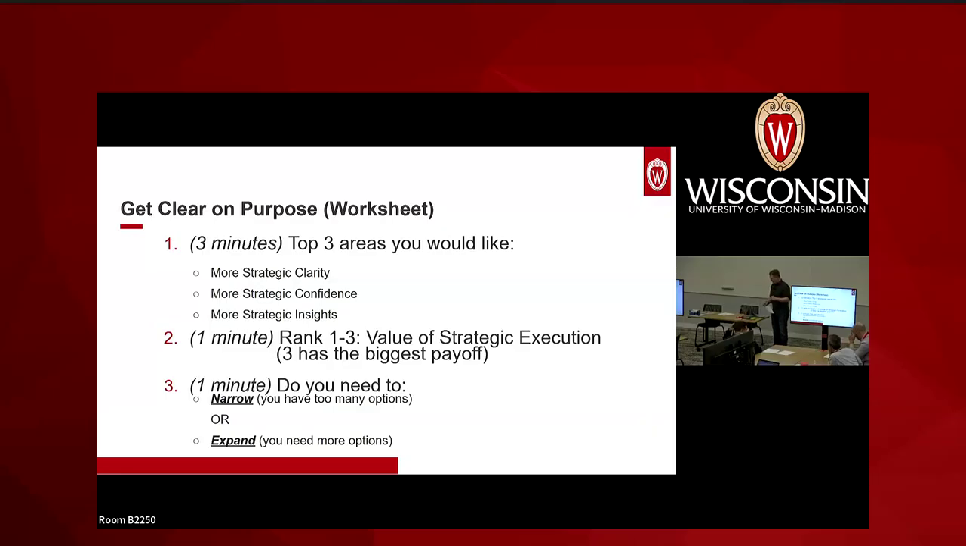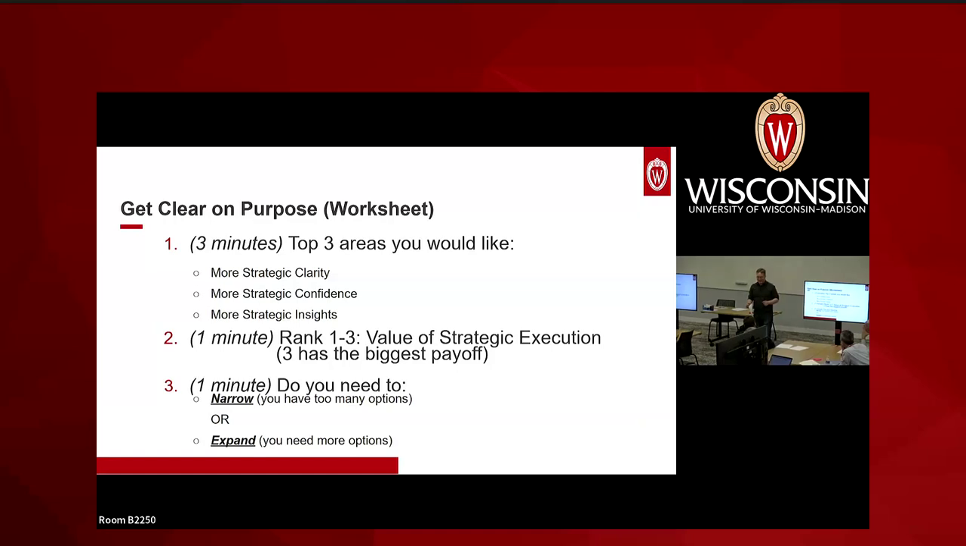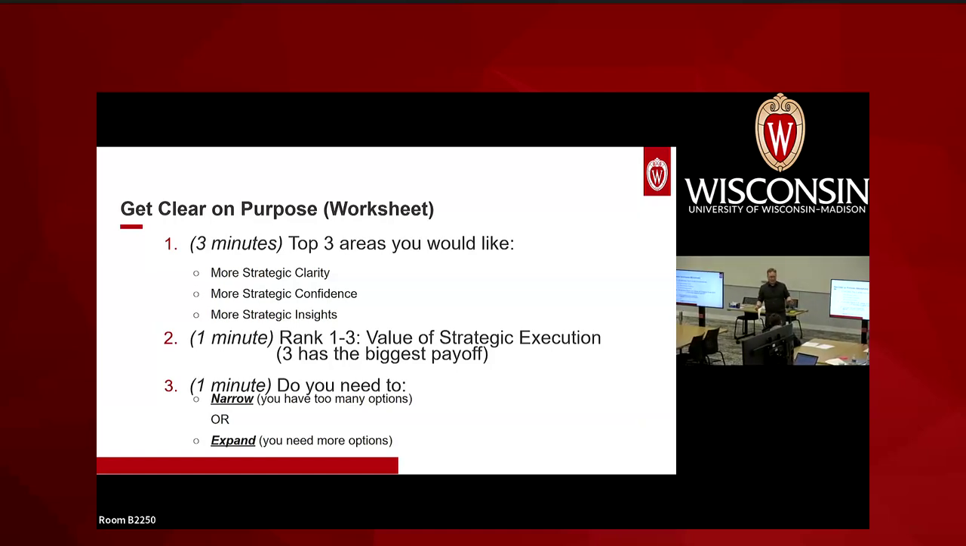And then that last column, of course, is whether you think you need to narrow your options because there's too many things, or if you need to expand, right? If you can only see one thing right now and that's what you're stuck on, expanding is what you need. If you've got 40 ways to implement something, you need a much more narrow focus with that.